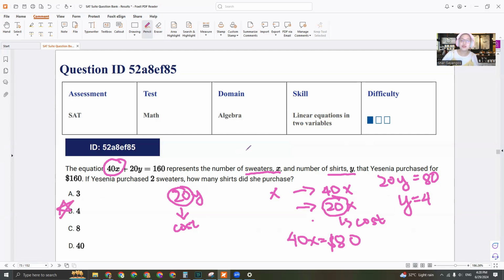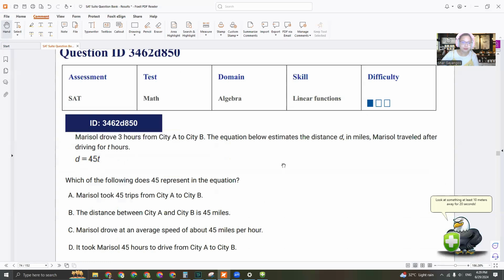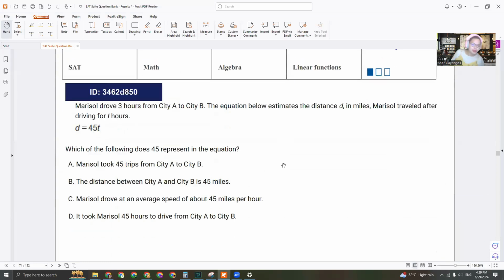All right, let me know if this makes sense. So this is a trickier type of problem where you have to inspect each component and understand what they represent. So meaning Yesenia purchased 4 shirts. All right, let me just grab a quick drink of water, and then I'll be back very soon. All right, let's move on to the next one.